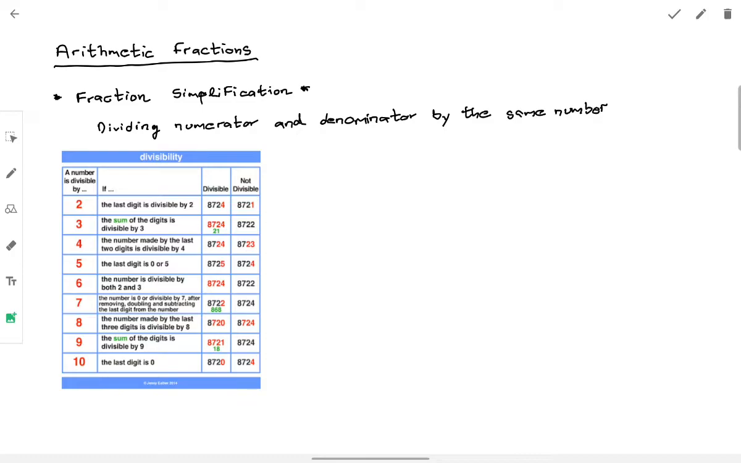Number 8, the number made by the last three digits is divisible by 8. So 720 must be divisible by 8. Number 9, the sum of the digits is divisible by 9.